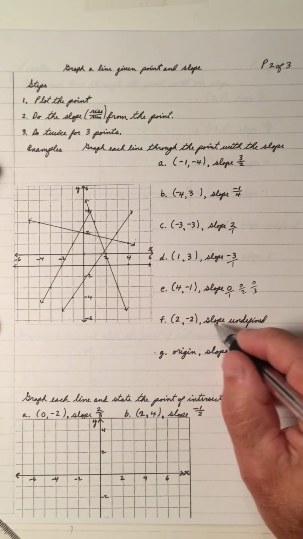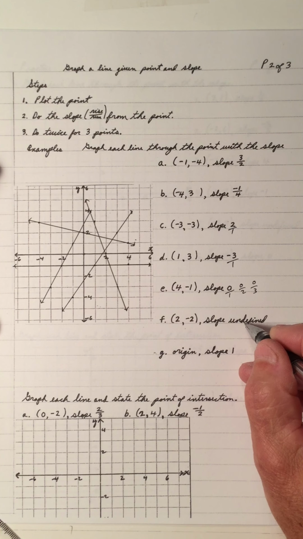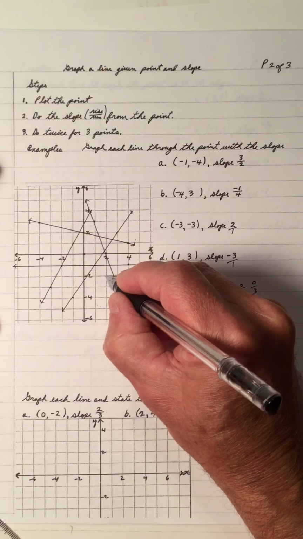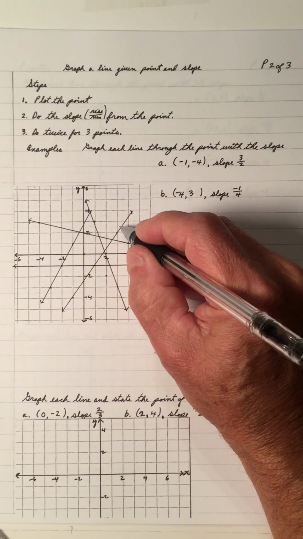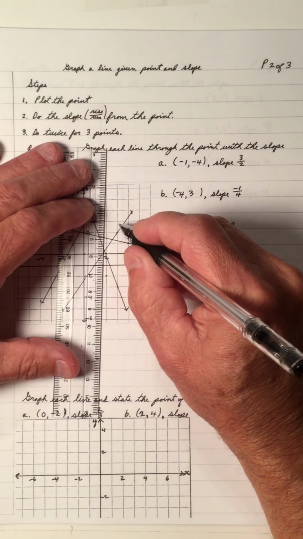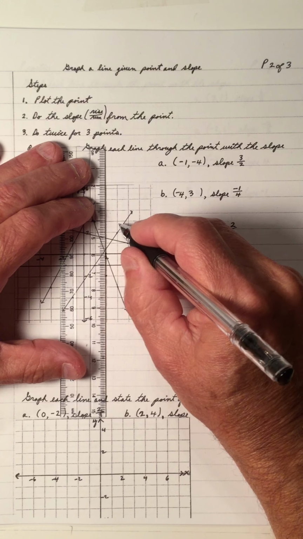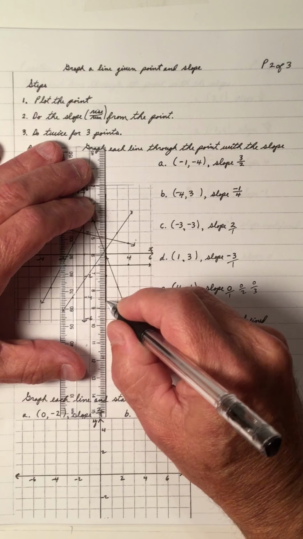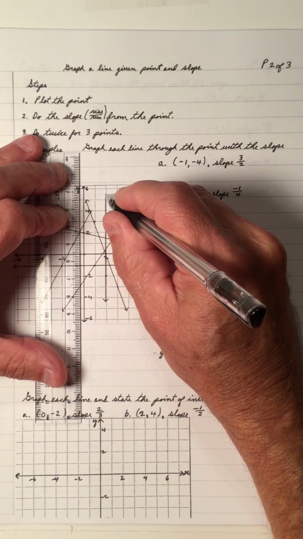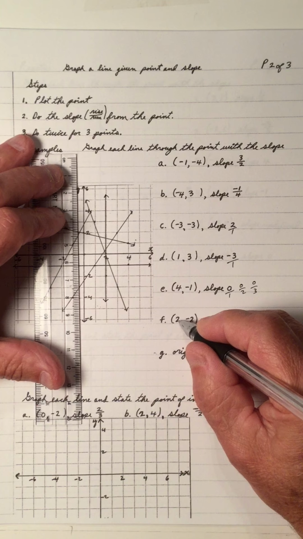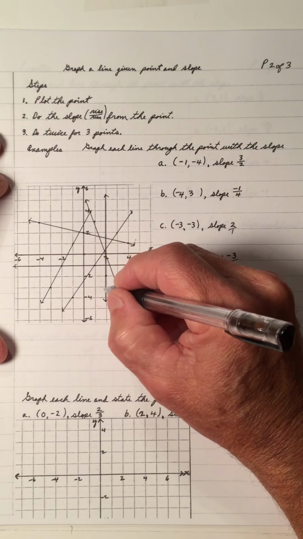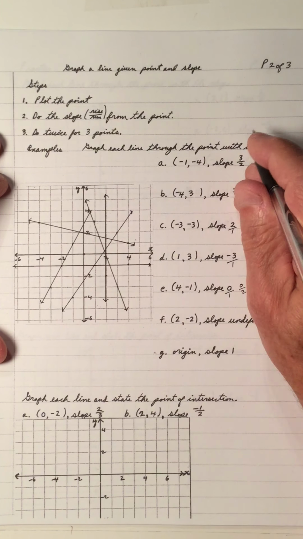2, -2 is the point with an undefined slope. Undefined slope means a vertical line. It's straight up and down, so X is 2, -2 is right here. So it's a vertical line which is parallel to the y-axis or perpendicular to the x-axis. And as I draw the line, the y coordinates are changing, but the x is not. So that's the vertical line through the point 2, -2. That line has x is 2, but the y is changing.